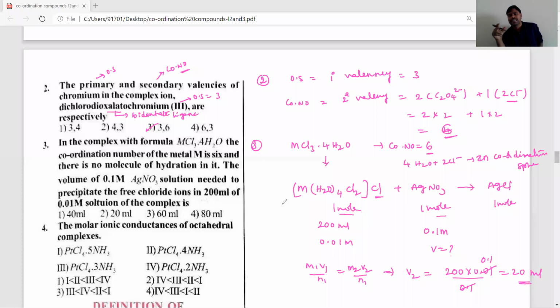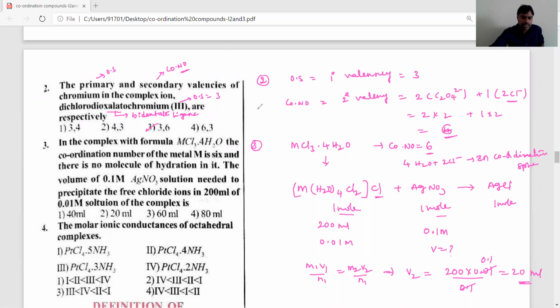1 chloride ion is present in the ionization sphere. It will react with 1 mole of silver nitrate to form 1 mole of silver chloride. So if we have only 0.1 molar silver nitrate solution, that will completely precipitate the 200 ml of 0.01 molar complex. So how much volume of silver nitrate is required? That is 20 ml. Okay.